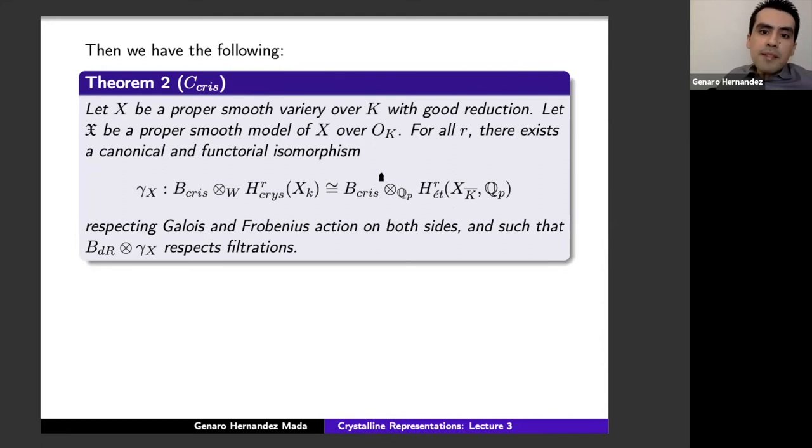And this isomorphism respects Galois and Frobenius on both sides. And if we extend a little bit more the scalars, it's going to respect filtrations as well, when we go to B_dR. Here on B_cris, we have Frobenius. So that gives us a Frobenius here and here. Actually, we already have one here. So the Frobenius should act on both sides, here only on B_cris.